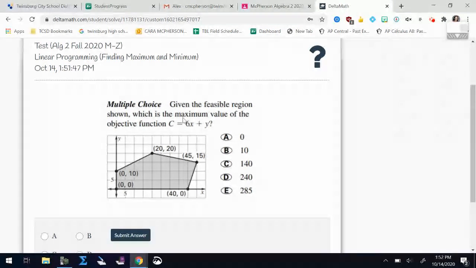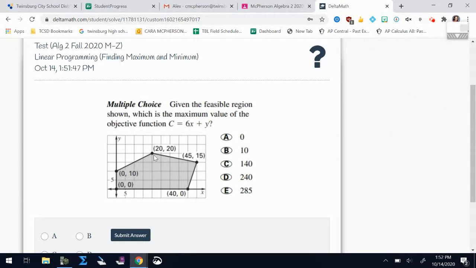This particular question wants to know the maximum value. This is your objective function. So you're going to be plugging the vertices into that objective function. And we're looking for the highest number we get. Well, 0, 0, if I plug 0, 0 in, I'm going to get 0. So that's not going to be my maximum. If I put 0, 10 in, when I put 0 in for x and 10 in for y, I'm going to get 10. So that vertex gives me 10.